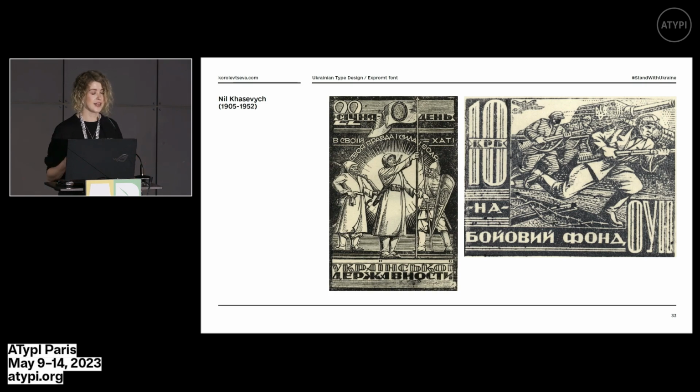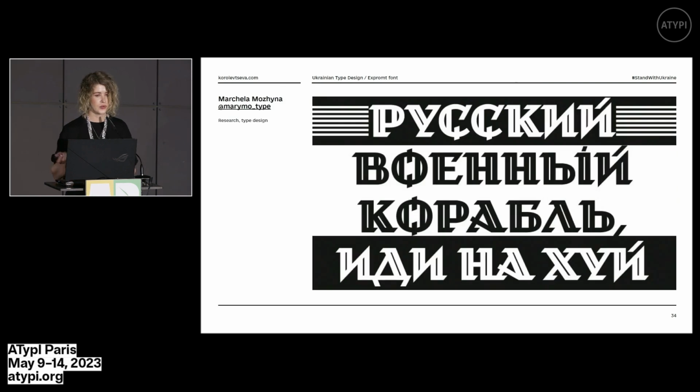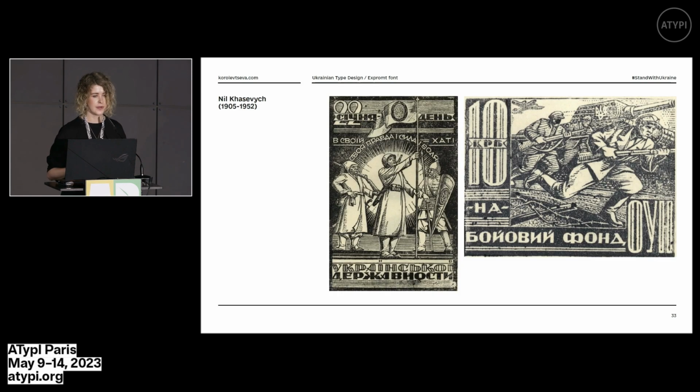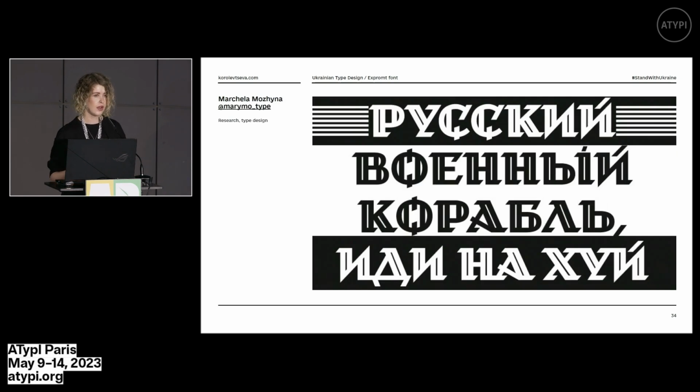These are works by Nil Hasevich, an important Ukrainian graphic artist, and he created a lot of works for the Ukrainian army as well. And in 2022, Ukrainian designer Marcheva Mozhina created a revival and her own interpretation of these letterings by Nil Hasevich. She created this typeface called Vola. Vola means will, freedom, something like this.